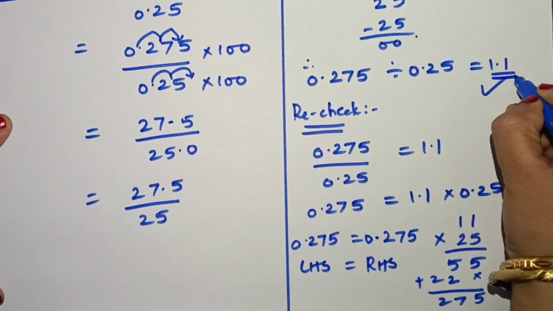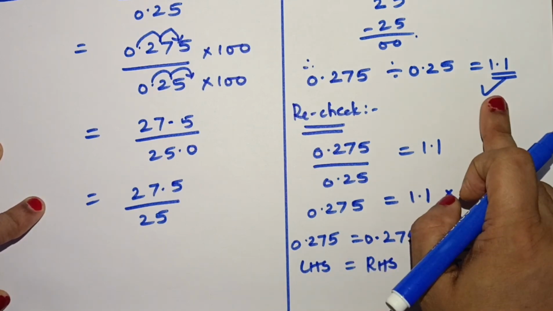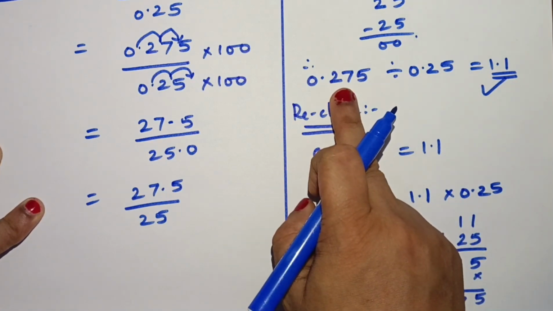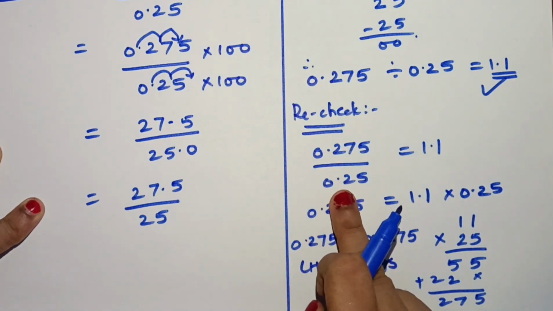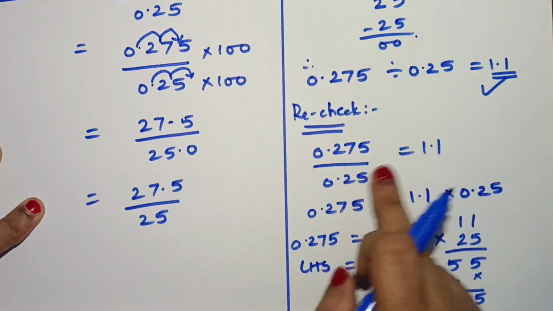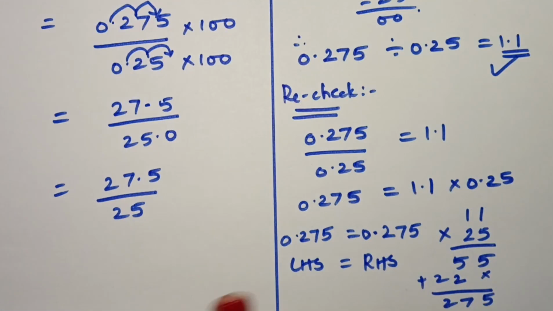So again your LHS, that is the left hand side answer, is equal to the right hand side answer. It means your answer is correct. No need to solve this in the exam. This is just for your explanation part, like how do you know whether your answer is correct or incorrect? So here I kept this 0.275 in LHS. I shifted this 0.25 to RHS with a multiplication sign, which you will learn in higher classes. This is called the transposition method. After multiplying, when you see RHS, you got 0.275 and even in LHS you have 0.275.